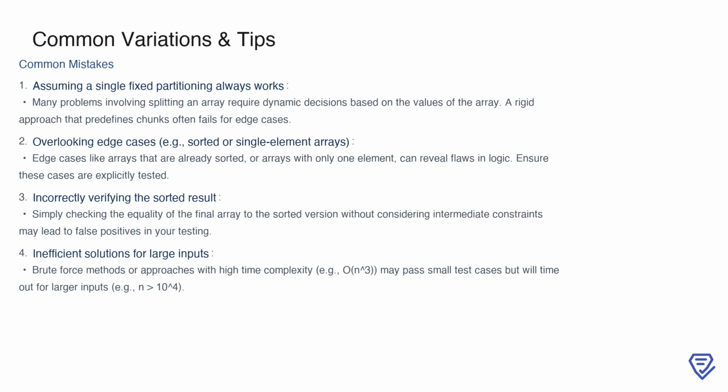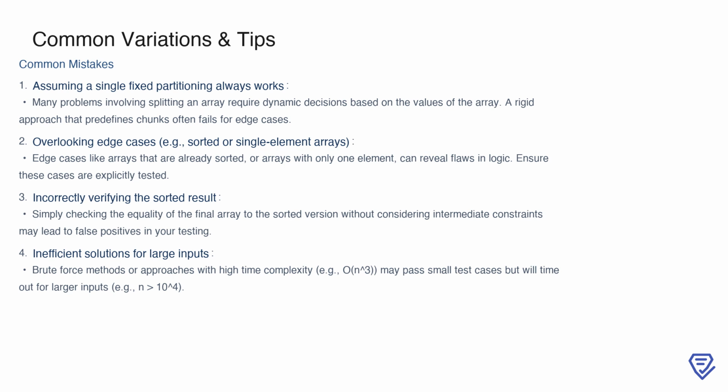When solving problems like this, it's important to avoid common pitfalls that can trip you up. One frequent mistake is assuming that a single, fixed way of partitioning the array will always work. Problems involving splitting an array often require dynamic decisions based on the values within the array, so a rigid or predefined approach typically fails to handle edge cases.